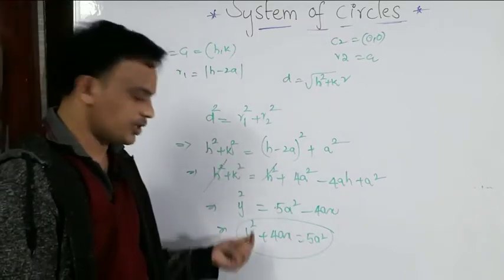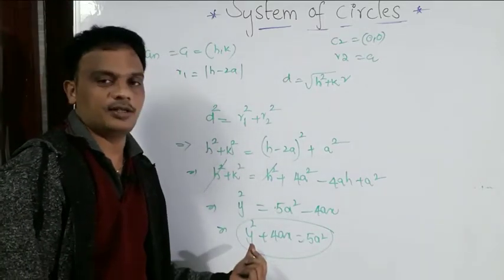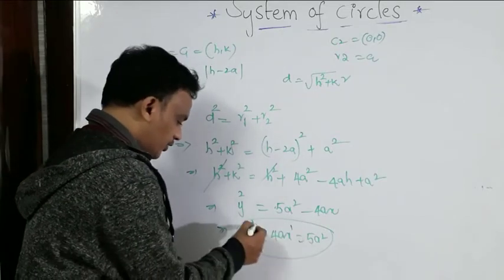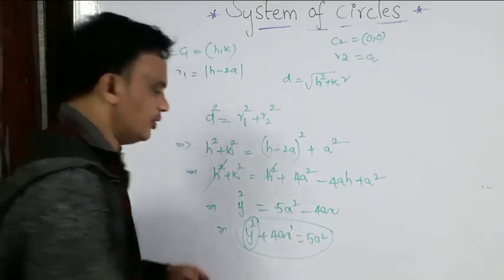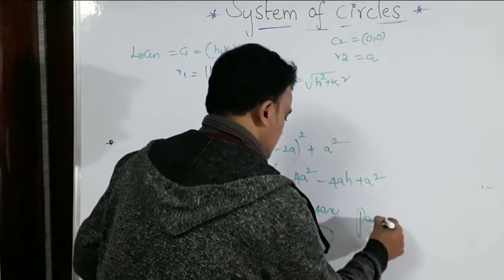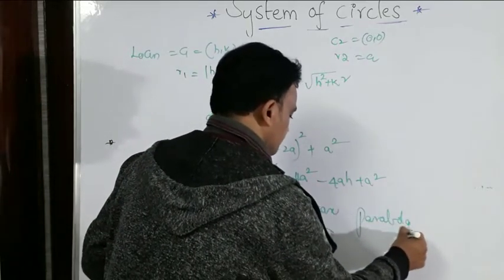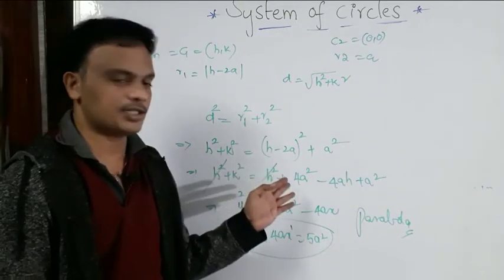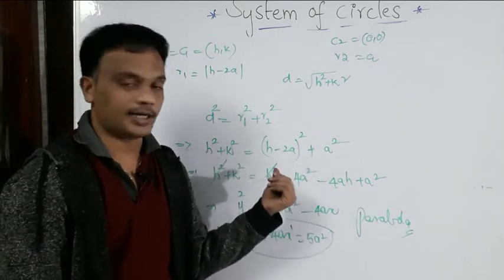Can you say what this is? The locus is a parabola: one variable having the first degree, one variable having the second degree. So we can simply write that it is a parabola equation. Next, we will get some different types of questions from the orthogonal conditions. Come on students, make a note.